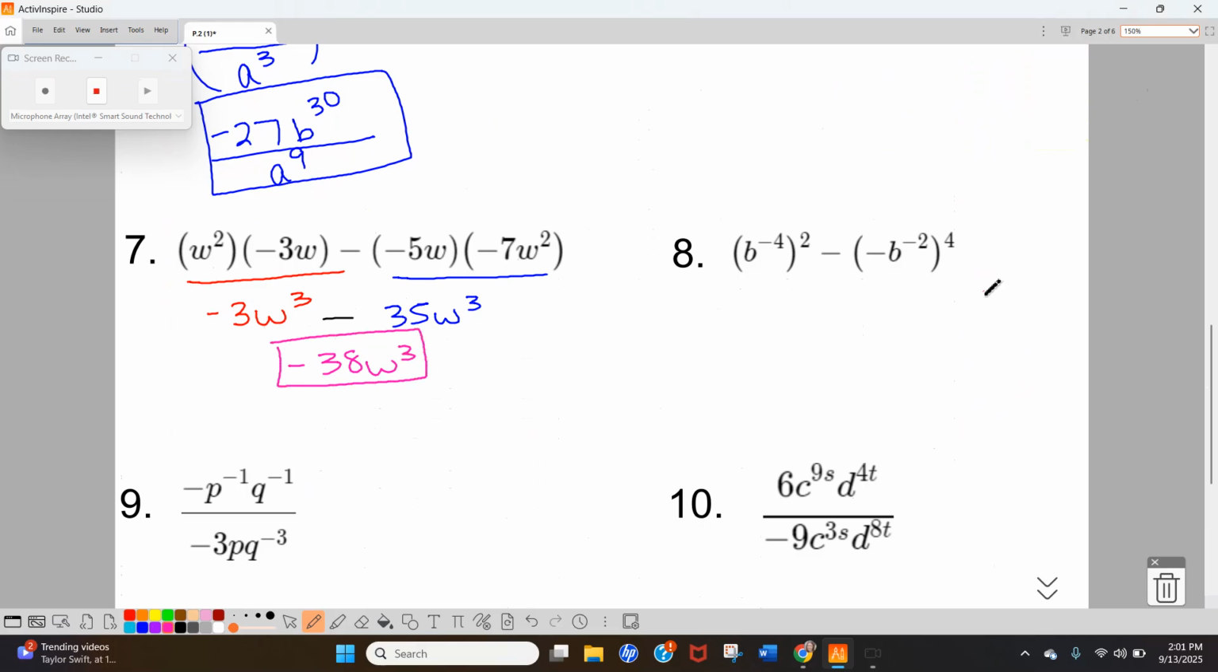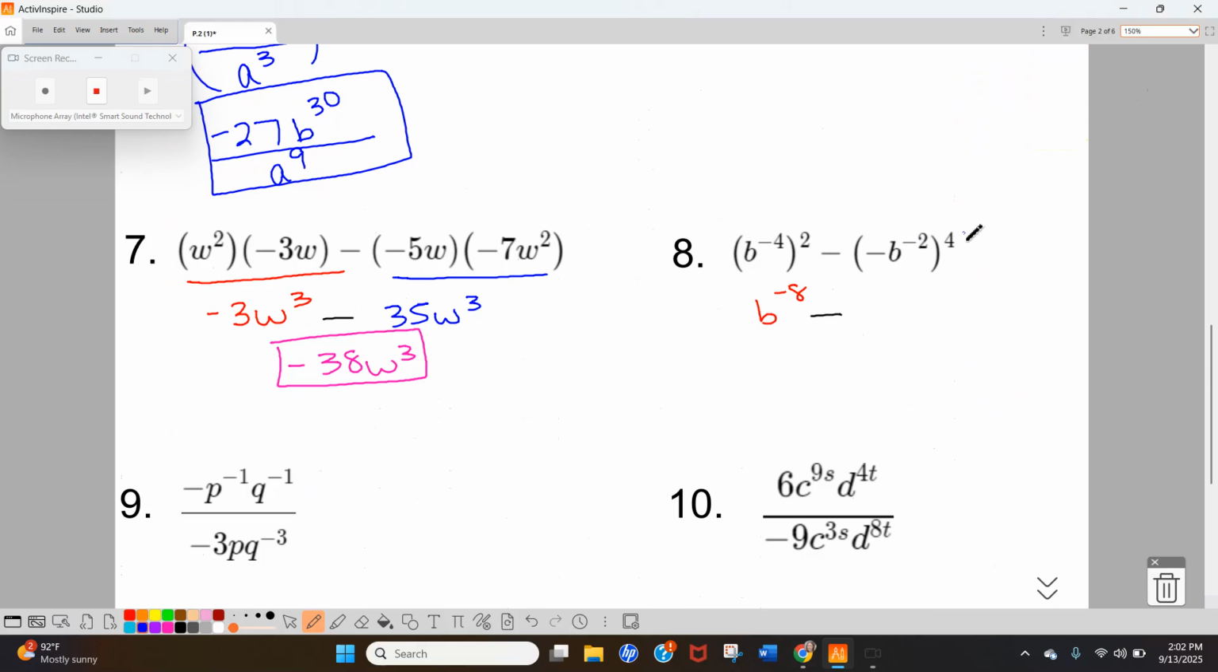All right, so on the next one, kind of the same concept. We got to figure out what this is. So b to the -8. And then we have subtraction. And then we have a negative b to the -2 raised to the 4th.